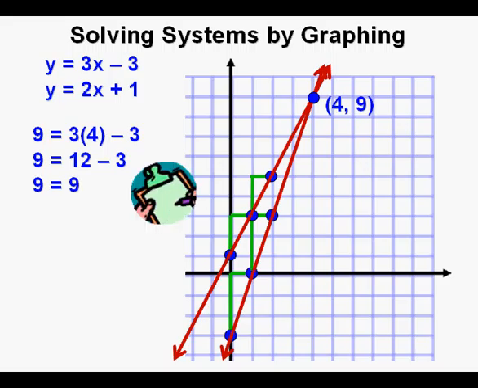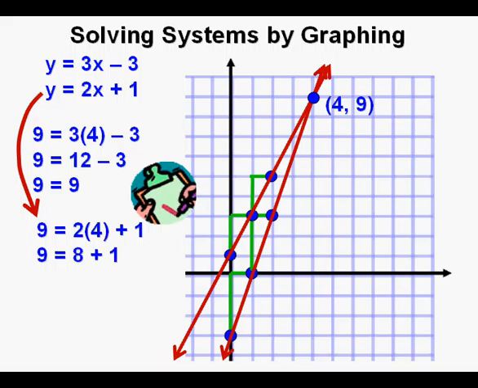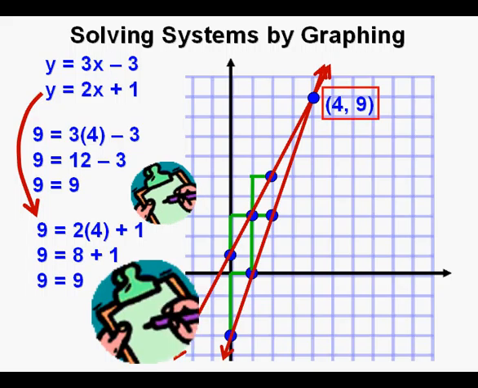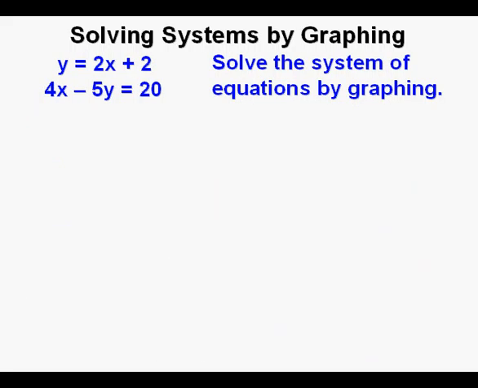Now we use the second equation to check. We have 9 = 2 times 4 + 1, and that becomes 9 = 8 + 1, and that becomes 9 = 9, check. Here we have another system of equations to solve. We have y = 2x + 2 and 4x - 5y = 20.